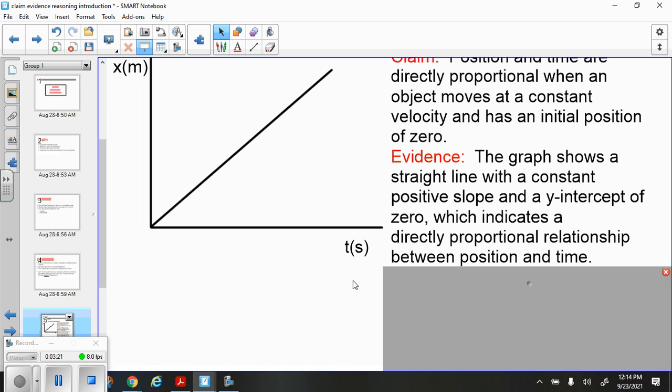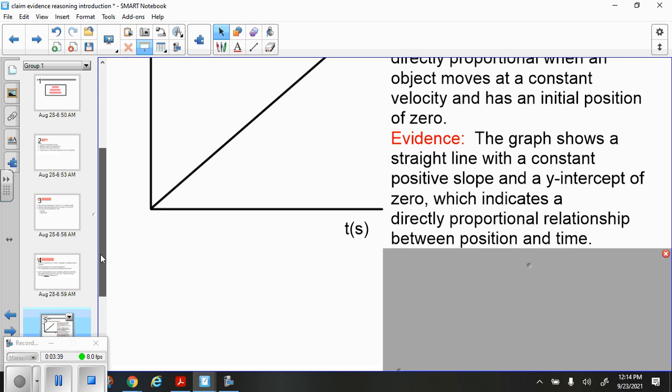You could also have a piece of evidence for your equation. So if your equation is x equals 2 meters per second times t, then that equation shows a directly proportional relationship between position and time, which is also supportive evidence that supports your claim.